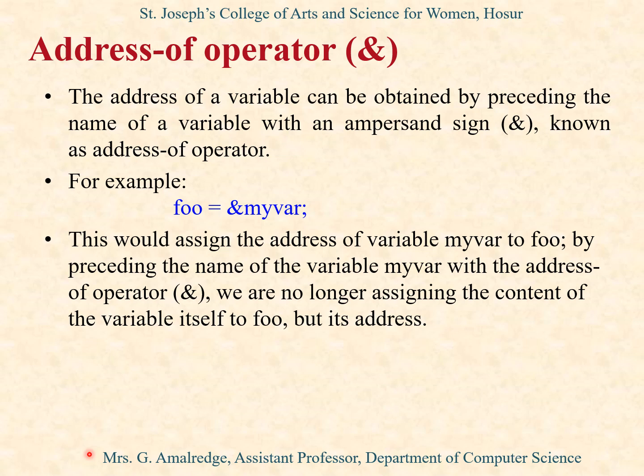Address of operator. The address of a variable can be obtained by preceding the name of a variable with an ampersand sign, known as address of operator. For example, here we are going to store the address of the variable myvar to foo. That's why we are putting ampersand sign in front of the variable myvar.